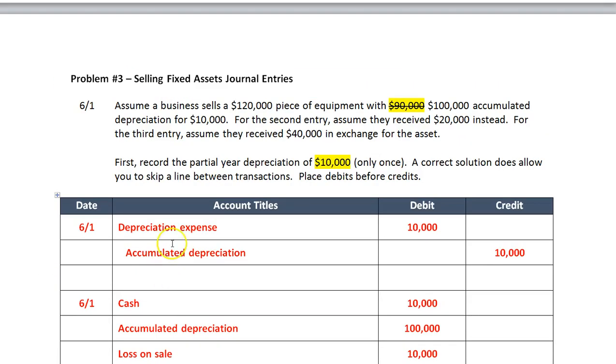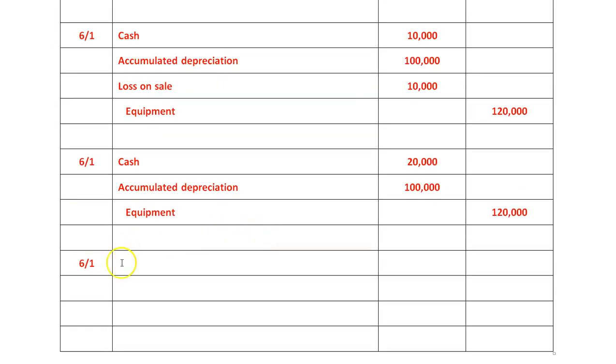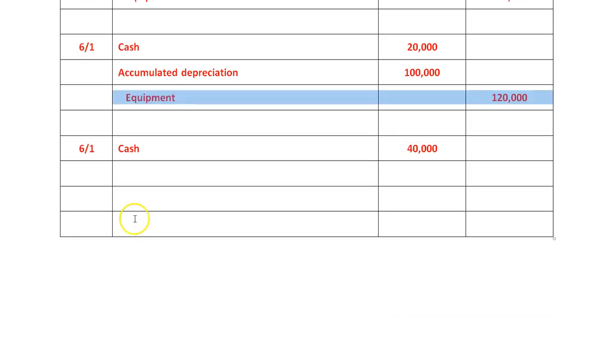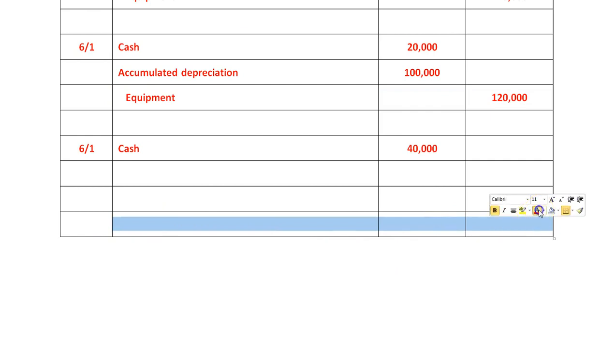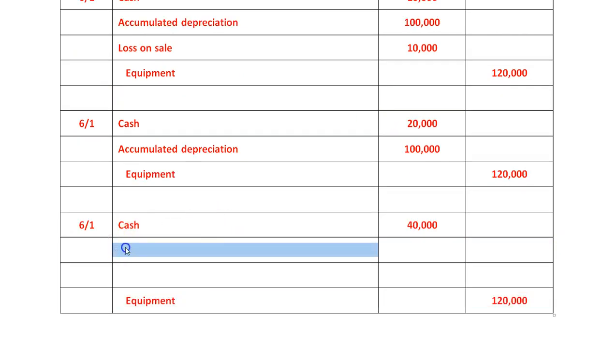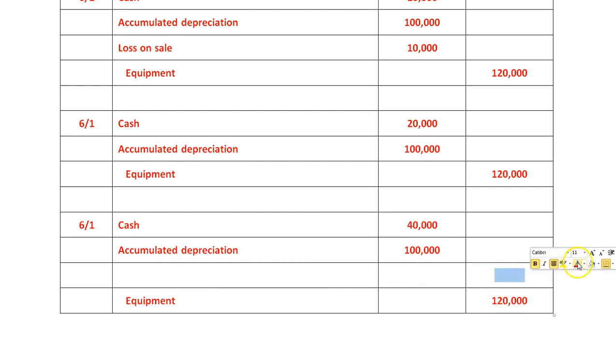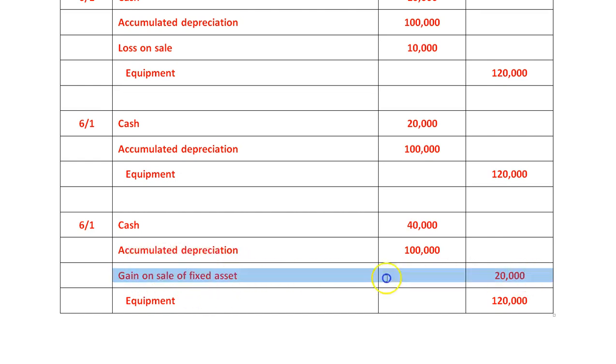The last one, let's see the cash. They received 40,000 in cash. We're going to take the equipment off again at 120,000. We're going to take the accumulated depreciation off again at 100,000. And then we balance it out. There's 140,000 here, 120 on the credit side, so we need 20,000 more. And this time it's a gain because it's on the credit side.